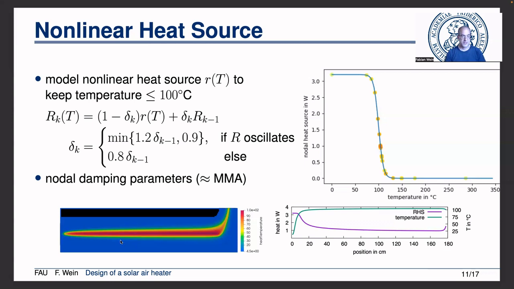We see it here in the example of the flat absorber. The right-hand side, in the beginning, is 3.2, but the hotter the absorber gets, the smaller the load gets, which results in a temperature of the center point of a certain point, I think it was here, to be fixed at 100 degrees.